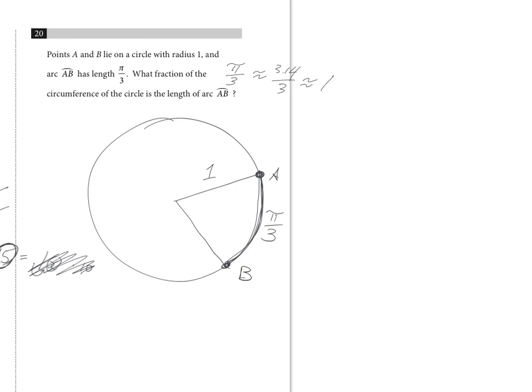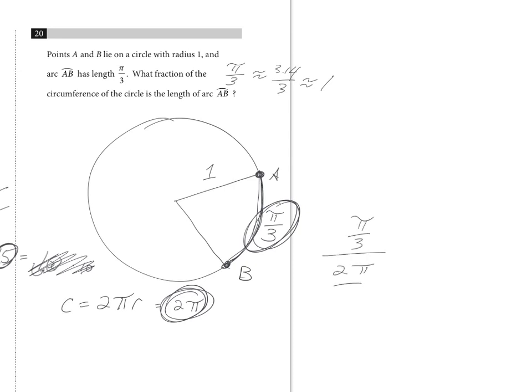What fraction of the circumference of the circle is the length of the arc? Well, we know that our circumference is equal to 2 pi r, but r is 1, so it's equal to 2 pi. And so this out of this is the fraction. So we have pi over 3 over 2 pi over 1. Flip and multiply. That's pi over 3 times 1 over 2 pi. Pi's cancel, equals 1/6, and we grid that in.